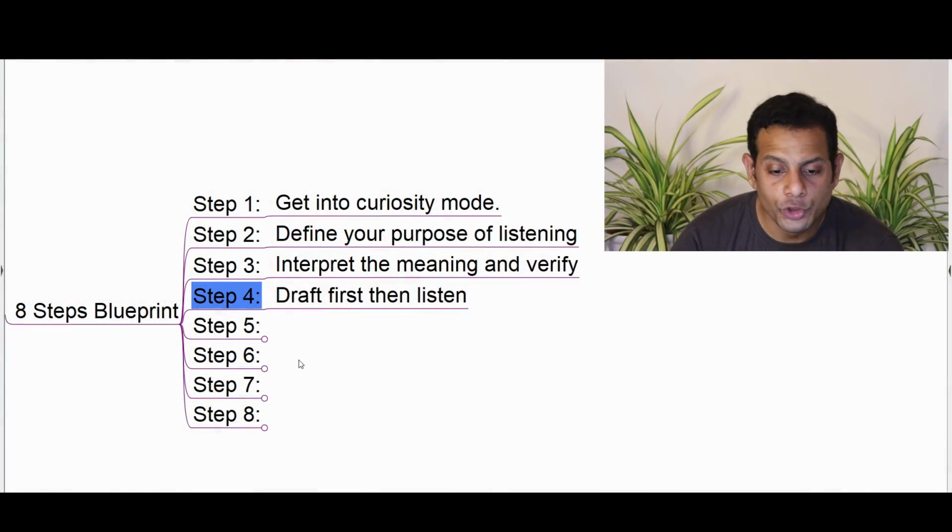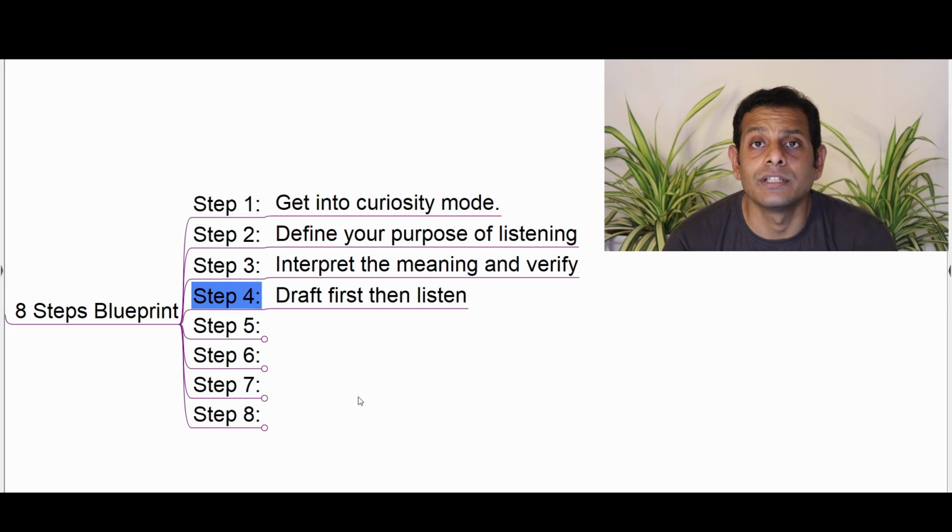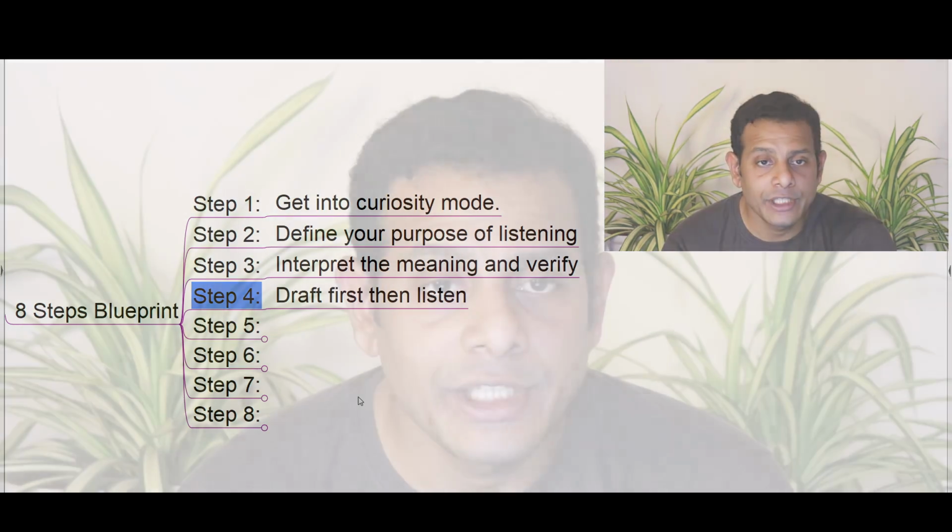And the fourth step is draft first, then listen. One more thing: when you're listening to someone, what I really advise is that whenever you hear the key terminology, write it down first. When they are dictating or telling you something, first of all write down what the key terminology is. Let us suppose there is a title of the lesson which the teacher is explaining. Write down the title. Then he might get into an introduction. Put down the introduction, just a noun or verb.